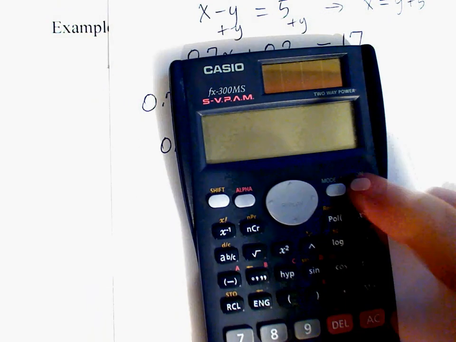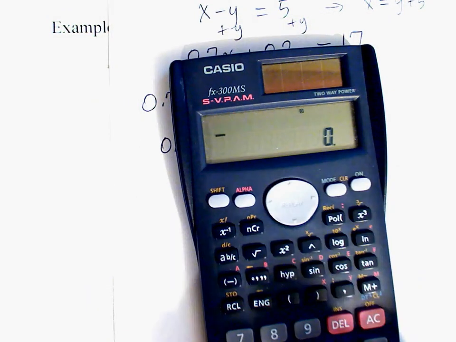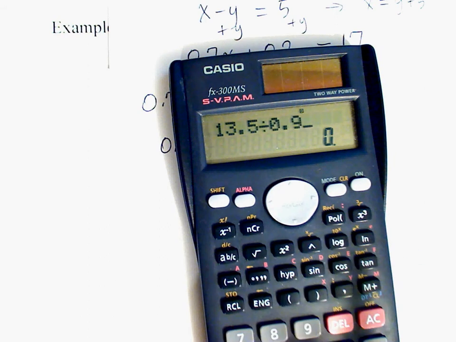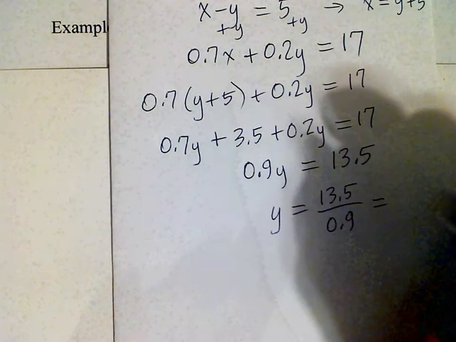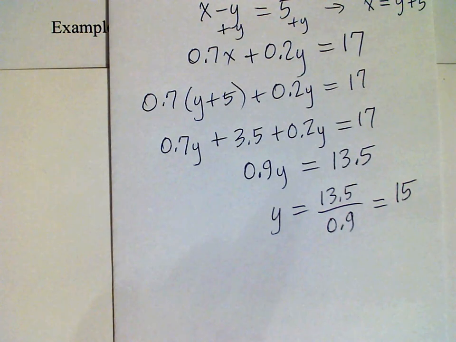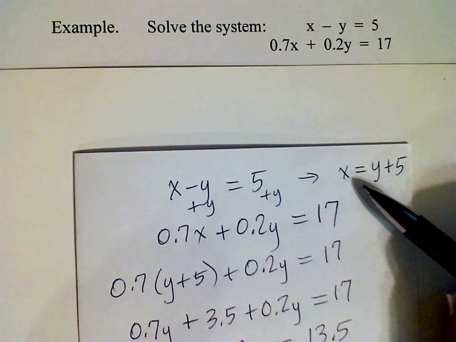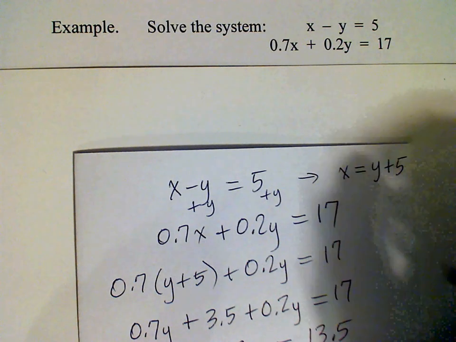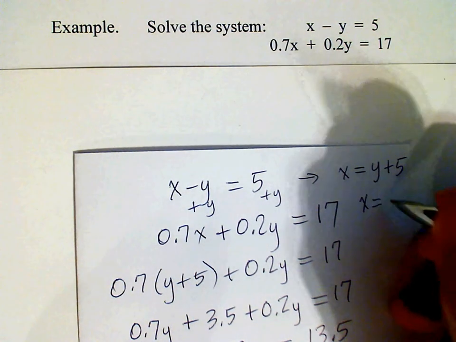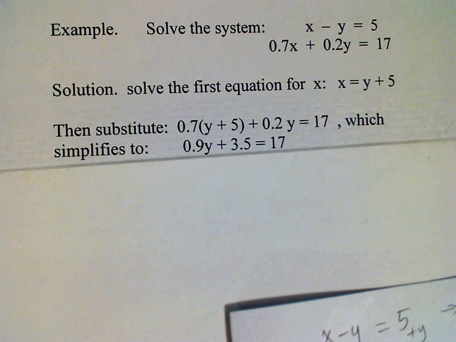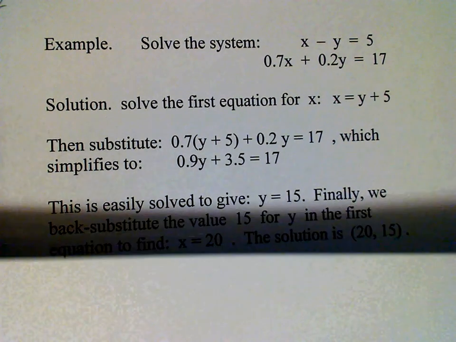I guess I'll use my calculator here. 13.5 divided by 0.9, and the answer is 15. So y is equal to 15, and now we just go back to the first equation where we see x is equal to y plus 5, so that means x is equal to 20. And the solution is outlined here in the notes.